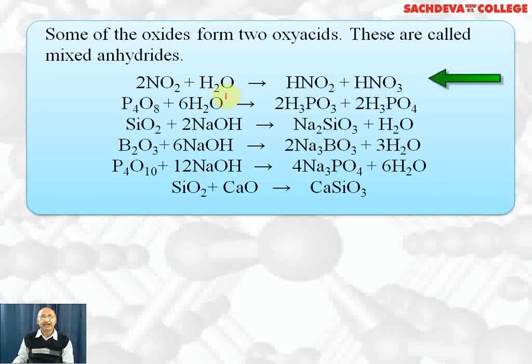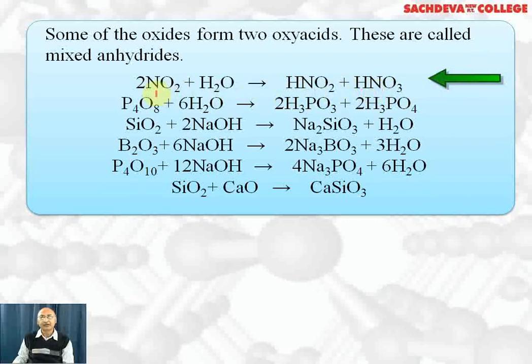NO2 is a mixed anhydride. So NO2 dissolves in water forming nitrous and nitric acid. Why is it mixed anhydride? Because here oxidation state is +4 and nitrous acid has +3 and nitric acid has +5. So +4 is the average of +3 and +5. And we don't have any oxy acids in +4 oxidation state. That's why it is mixed anhydride of nitrous and nitric acid.